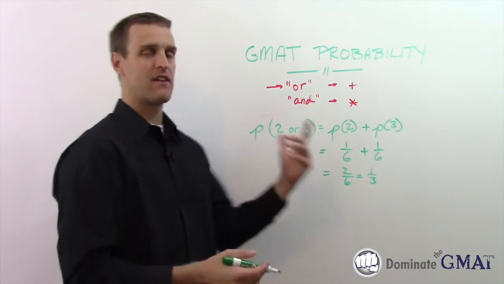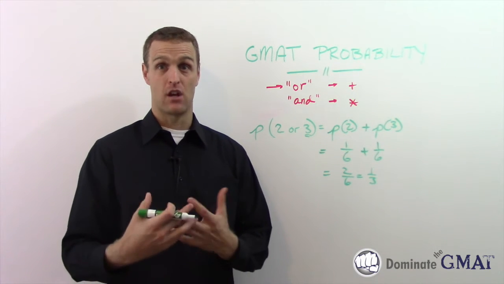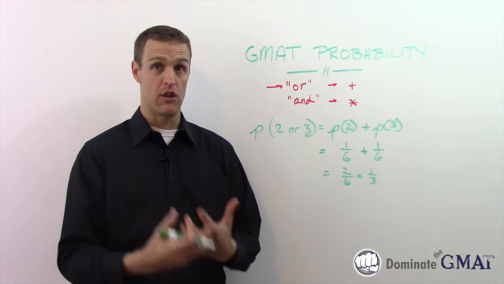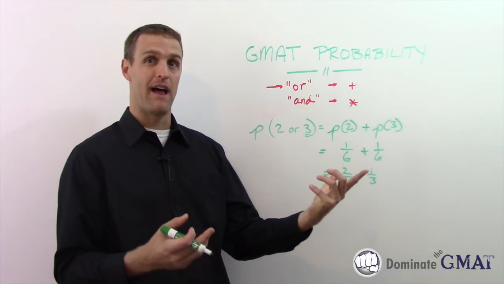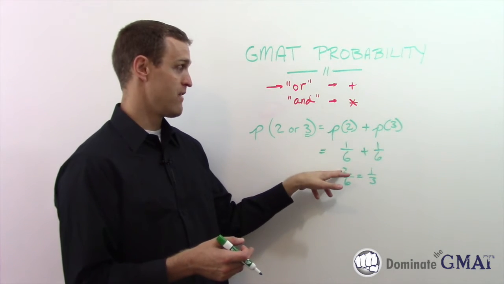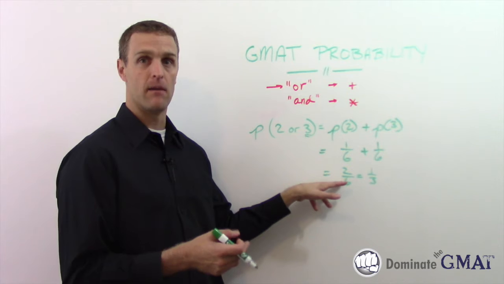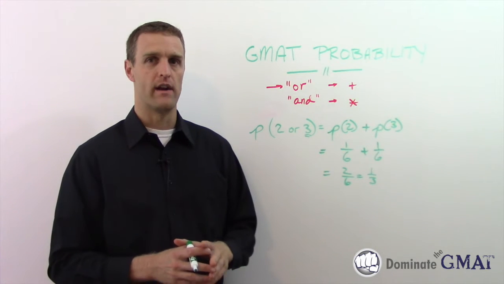So that's the probability of getting a 2 or a 3, which by the way is a direct application of the basic rule of probability, which says it's the number of favorable outcomes over total outcomes. Well, here we have 2 favorable outcomes over 6 total outcomes. You could have gotten that a lot faster. 2 out of 6 reduces to 1 out of 3.